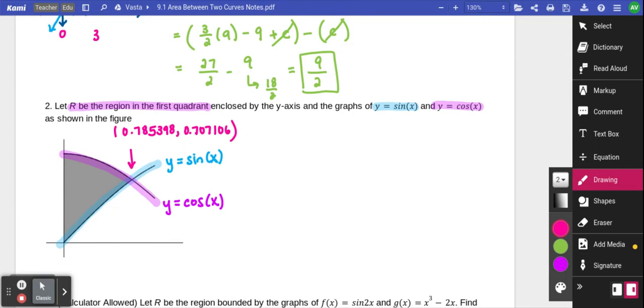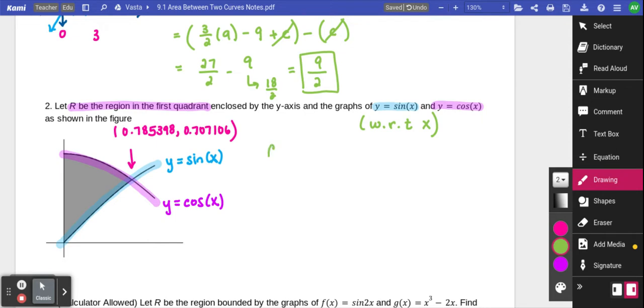Now in this picture, I'm going to ask myself, do I have a top and a bottom, or do I have a right and a left? And I think it's pretty clear that there's a top and a bottom here. The purple is the top and the blue is the bottom. So because there's a top and there's a bottom, I'm going to do everything in this problem with respect to x. Whenever there's a top and a bottom, we do everything with respect to x.